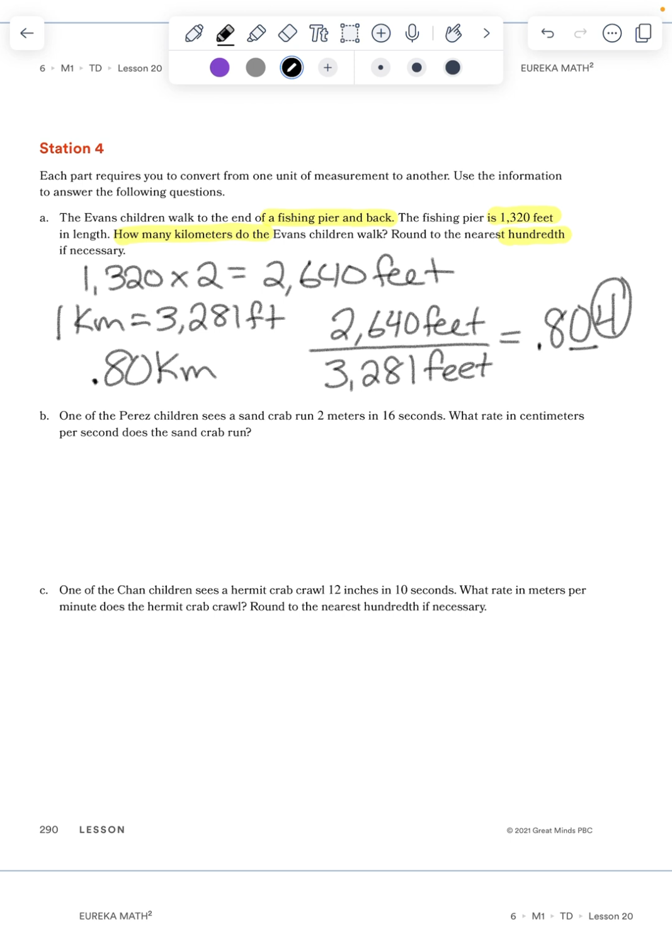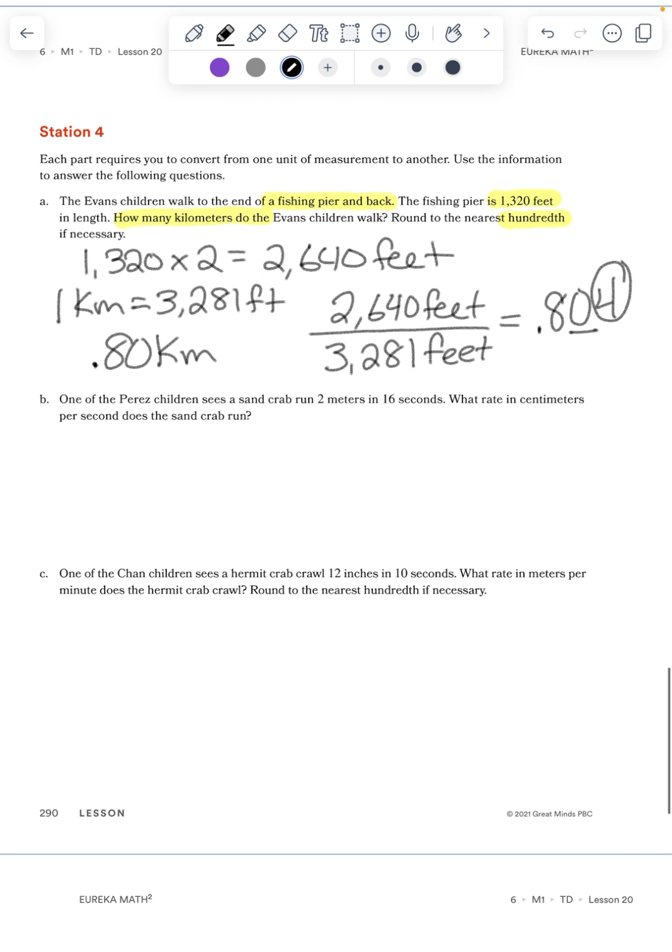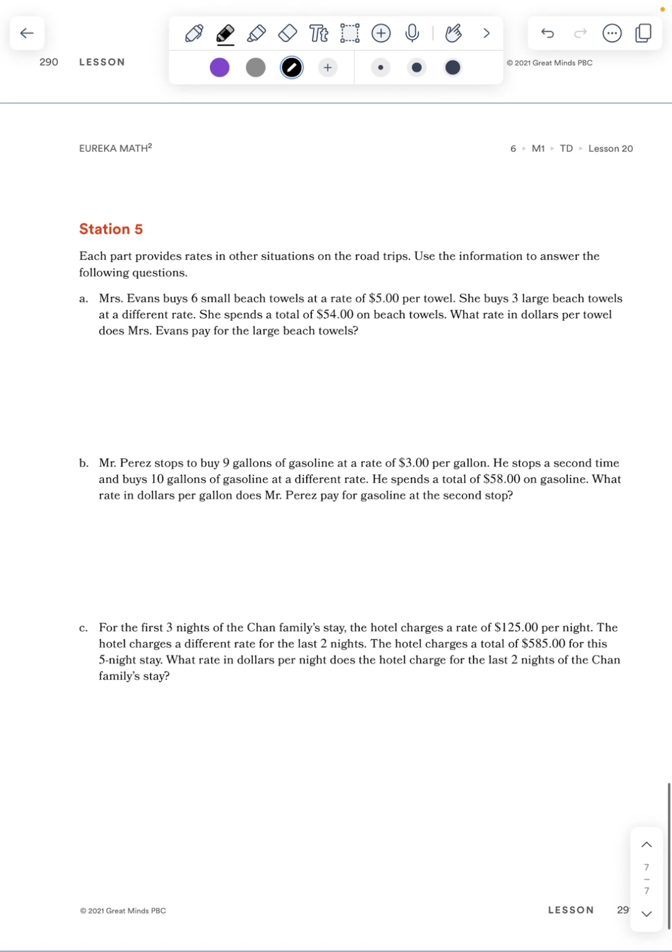All right. And then station number 5. Miss Evans buys 6 small beach towels at a rate of $5 per towel. She buys 3 large beach towels at a different rate. She spends a total of $54 on beach towels. What rate in dollars per towel does Miss Evans pay for the large beach towels? So we're looking for the price of the large beach towels.